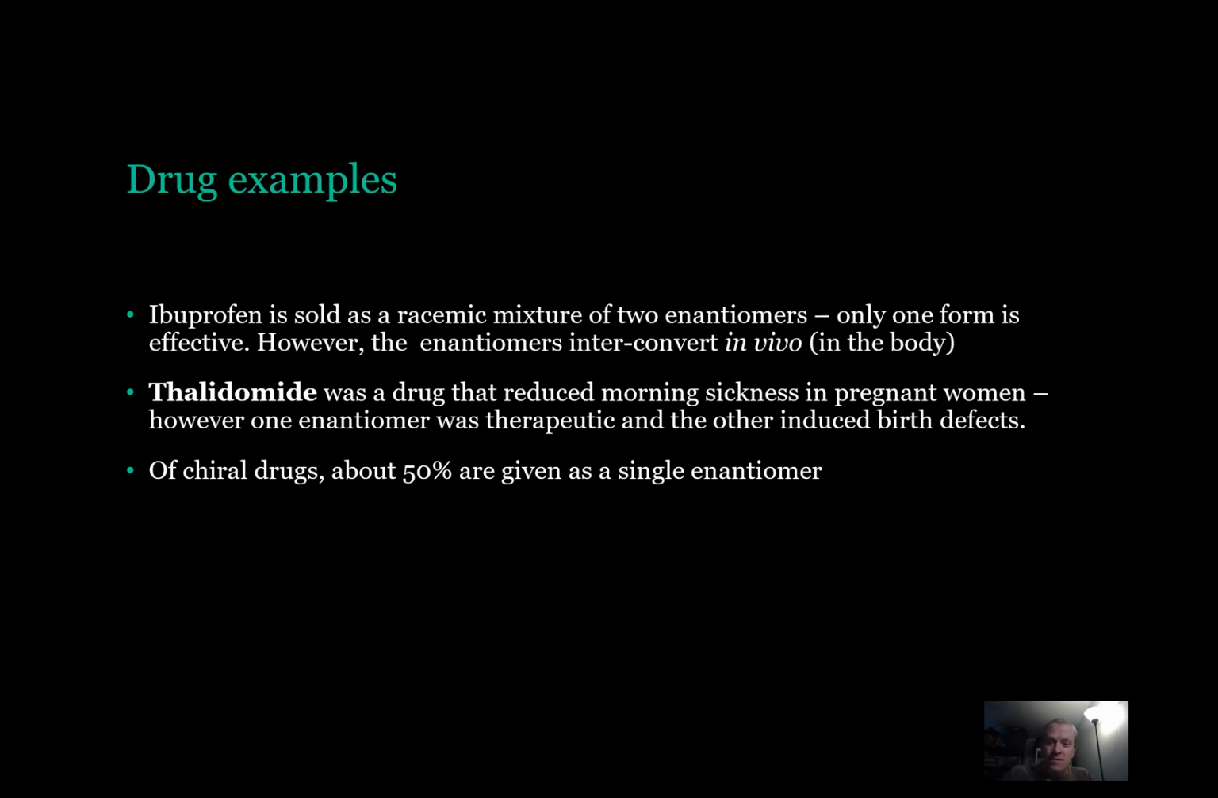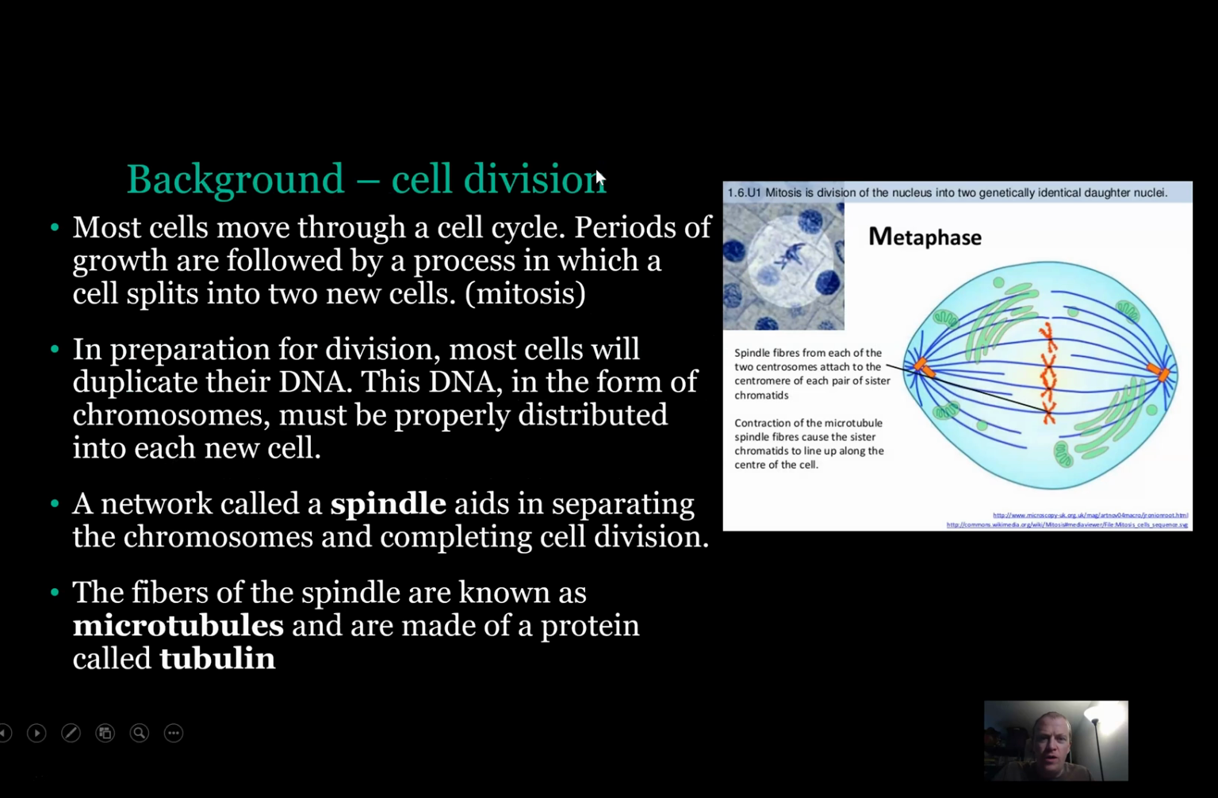So nowadays, fortunately, drug manufacturers are very careful about studying drugs and studying enantiomers and how they work. So of all the chiral drugs, it says about 50% of them apparently are given as a single enantiomer. The rest they just give both and don't worry about it. So we're going to be talking about an anti-cancer drug, taxol, here.